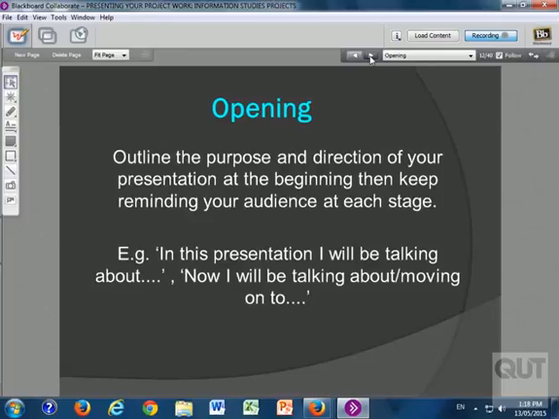And I've said you'll keep reminding the audience at each stage. So as an example, how will you be doing that? This is the way. In this presentation, I'll be talking about these things. I will begin by discussing this thing. Then I will move on to discuss the other elements of the project. Once you've moved through the first thing, you'll say, now I will move on to discussing Section B, Section C, Section D. So you actually pace the people through.